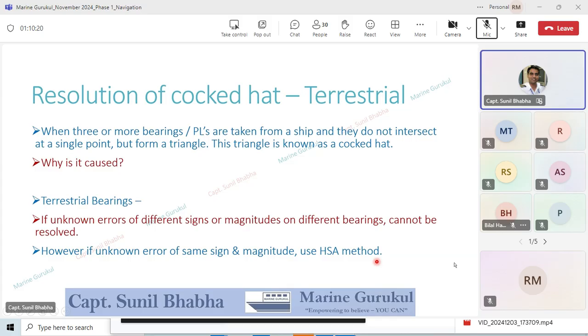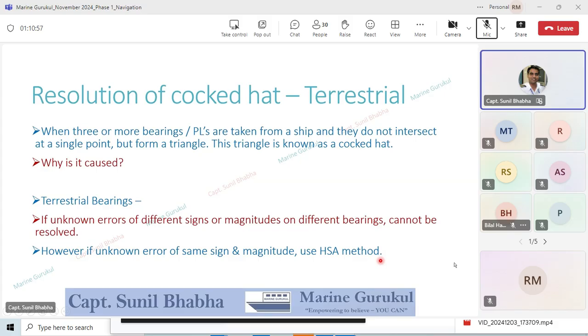So using two objects, we obtain one position circle, and using the third object with one of these two gives us another horizontal angle and another position circle. Wherever these two position circles intersect, that gives us the fix of the ship, and once the fix is obtained, we can obtain the true bearing of all the three objects, and comparing them with the compass bearings, we can also obtain the compass error.